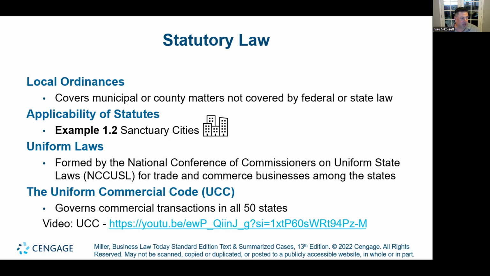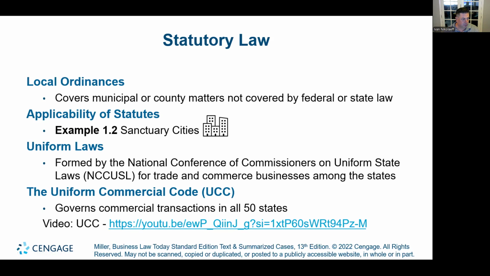We also have uniform laws formed by the National Conference of Commissioners on Uniform State Laws for Trade and Commerce, as well as the Uniform Commercial Code, which is a uniform law that all 50 states abide by. There could be tiny differences from state to state, but most states agree to abide by these general rules that are set up as what we now know as the Uniform Commercial Code, or UCC, and I have a quick clip on that as well.